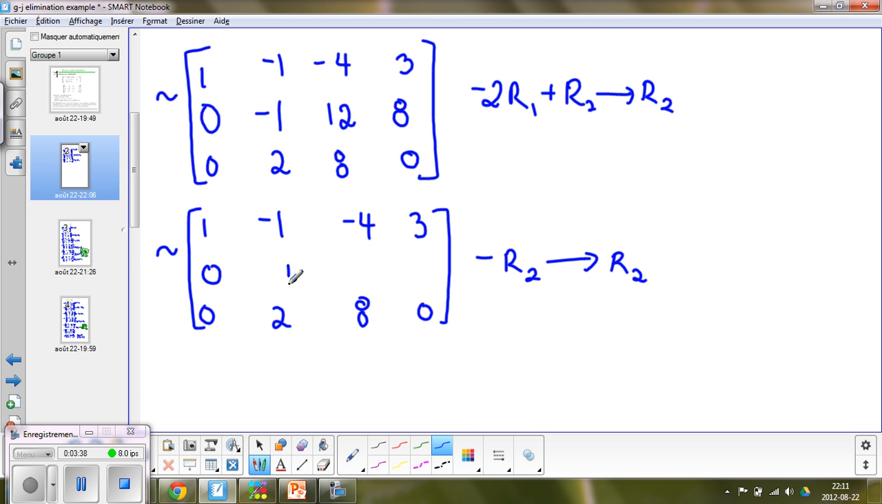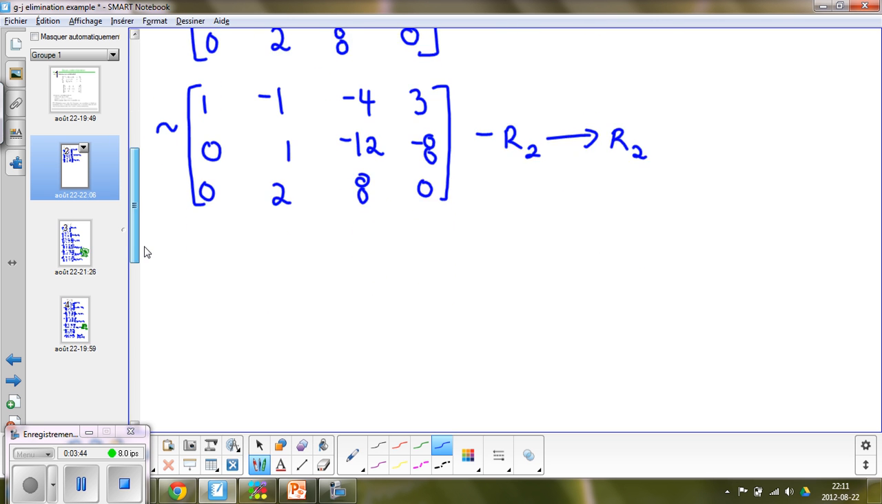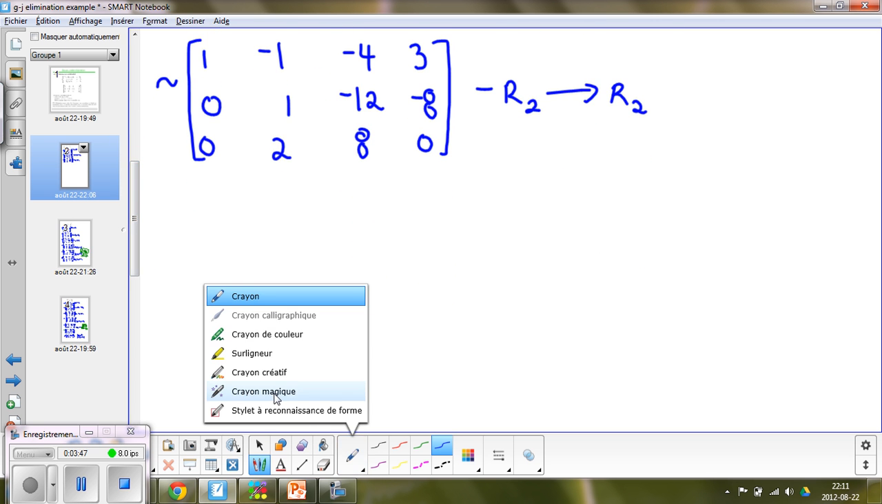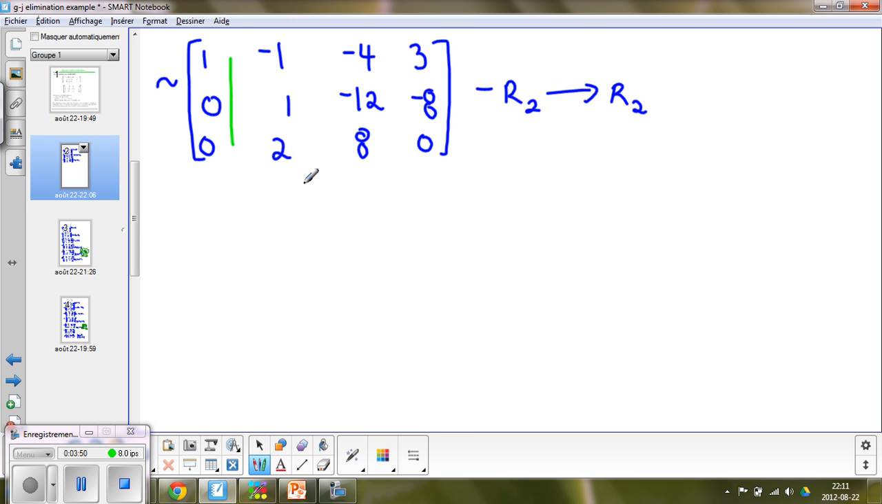So 0, 1, -12, and -8. Okay. Next step. Where are we going? This is all good. We've got our leading 1. Should be a 0 underneath. Now this is why it's good to be very systematic, because now what we'll do obviously is -2 times this row plus the next one. So 2 minus 2 will give us a 0, but we won't lose this 0 that we've built, because -2 times 0 plus 0 is still going to be 0. So we get a new 0 here and different numbers here.